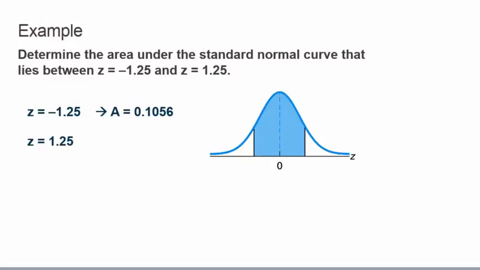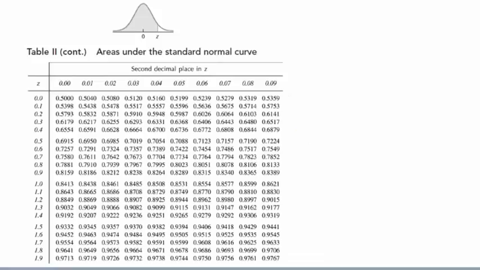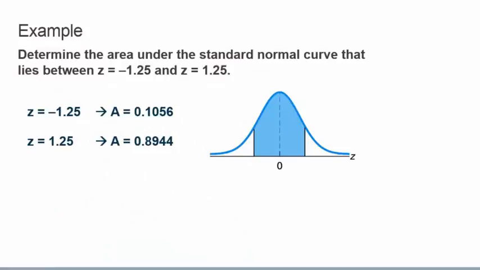The next z-score is 1.25. So we want to find that area on our table. So we want to find the row for 1.2, and then our column for 0.05. And they cross at 0.8944. Find the area that is shaded between negative 1.25 and 1.25. So we have A equals 0.8944 minus 0.1056, which gives us a total area of 0.7888.